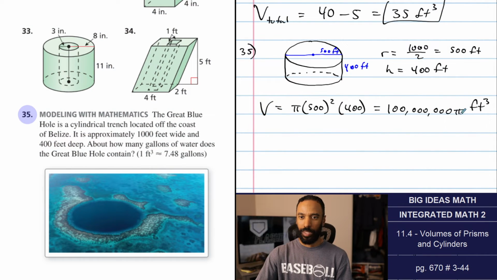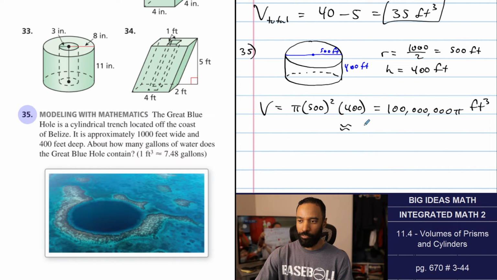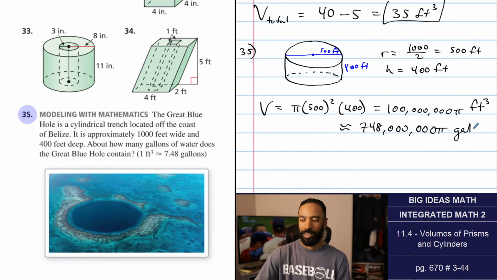1, 2, 3, 4, 5, 6, 7, 8. 100 million. So the volume is 100 million pi. It's weird to say. 100 million pi cubic feet of water. I'm keeping the pi in there for a moment. How many gallons? So when you multiply by 7.48, that'll be 748 million gallons. Oh, pi gallons. Yeah, don't forget that pi.